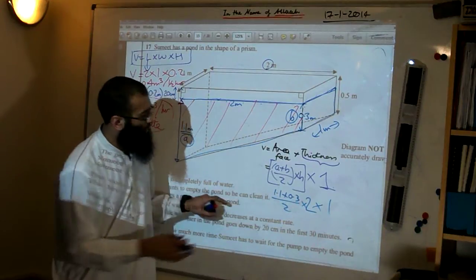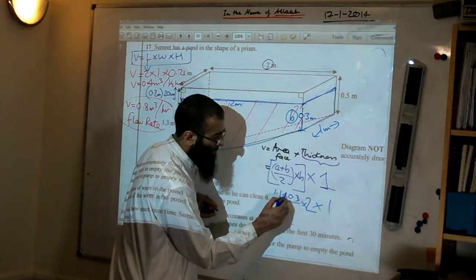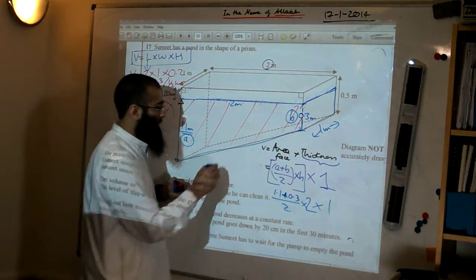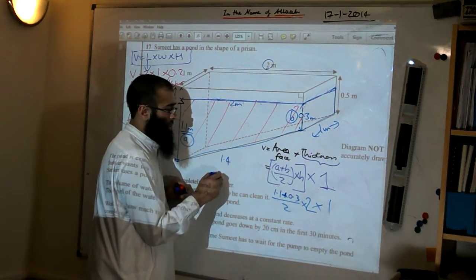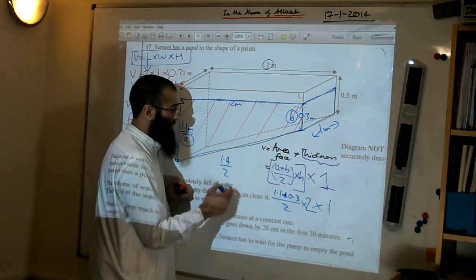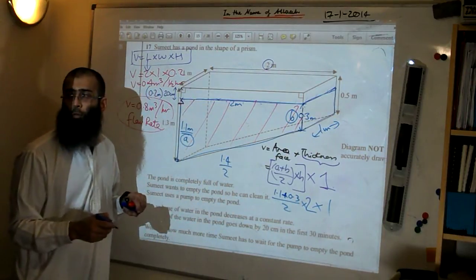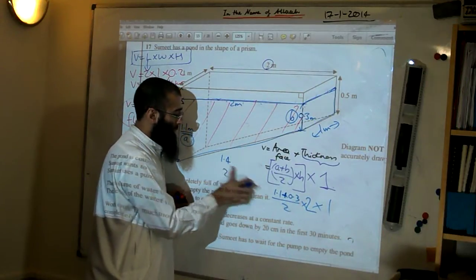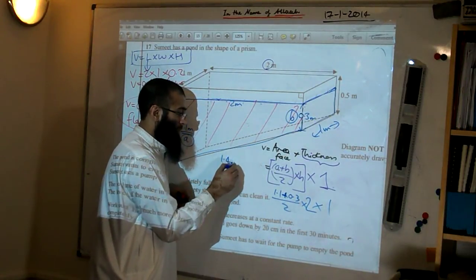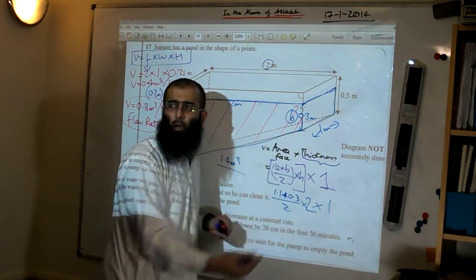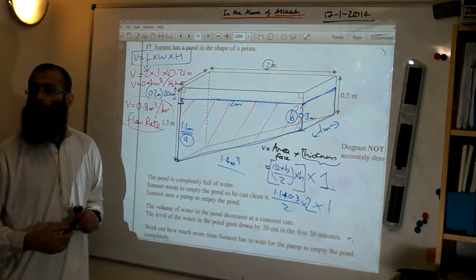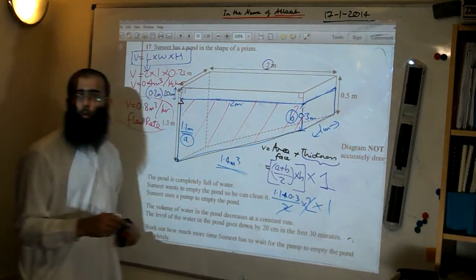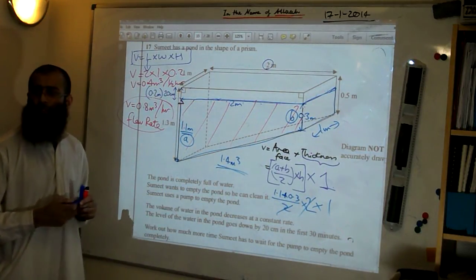So 1.1 add 0.3 is 1.4. 1.4 divided by 2 is 0.7. Then times by 2 is back to 1.4. And then 1.4 times by 1 is still 1.4. So these two in a sense cancel each other out. So we end up with 1.4 meters cubed of volume.